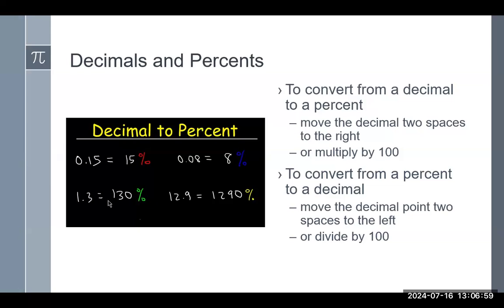Now to convert a percent to a decimal, it's the opposite. You just take your decimal place here and move it 2 places to the left. 1, 2. Now we have 1.3. Or you can just divide by 100.